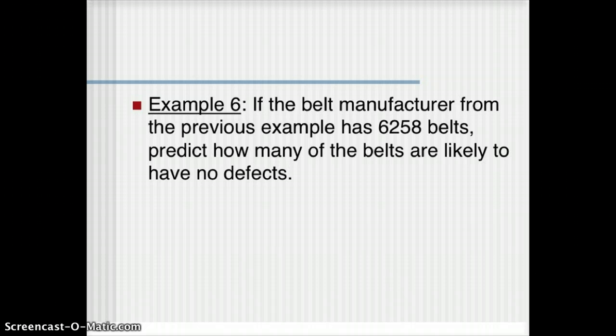Okay, so now we're going to go with that last answer, which remember we thought it was 97% likely that we were going to pass quality control. So it says, if the belt manufacturer from the previous example had 6,258 belts, predict how many of the belts are likely to have no defects so that they're going to pass quality control. So in this problem, try it on your own because we have done something like that this year. But then look back. Okay, so we are just really looking for 97% of that 6,258.